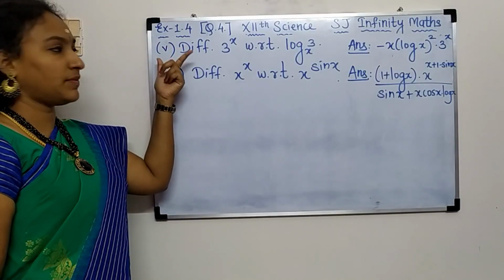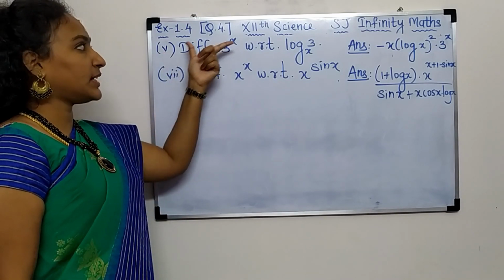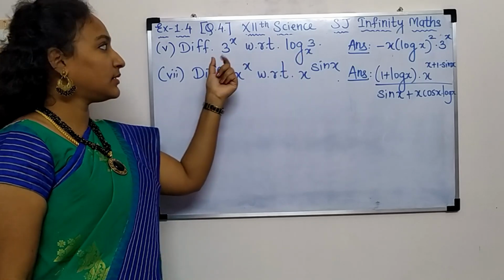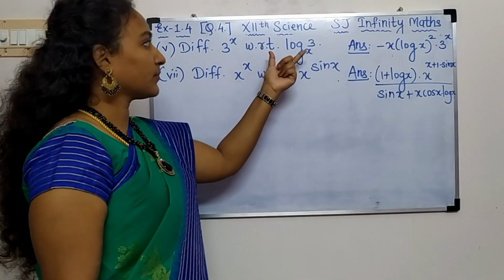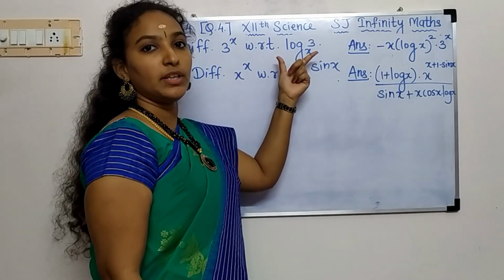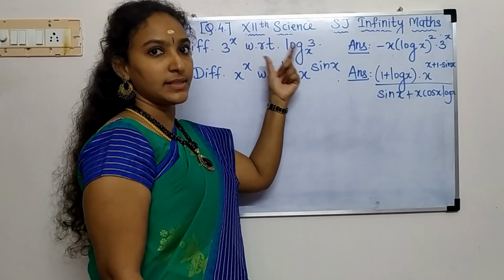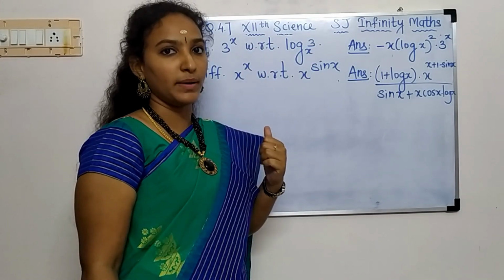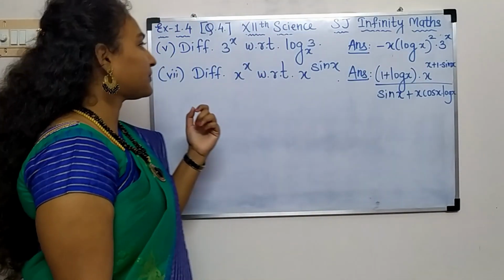Here see, question number 5 and 7 are easy. Question number 5 is differentiate 3 power x with respect to log 3 to the base x. The derivative of 3 power x is 3 power x log 3, and this log 3 to the base x can be written as log 3 upon log x. Then using u upon v we can differentiate this, then find du by dx. So the answer is here, you can cross verify.